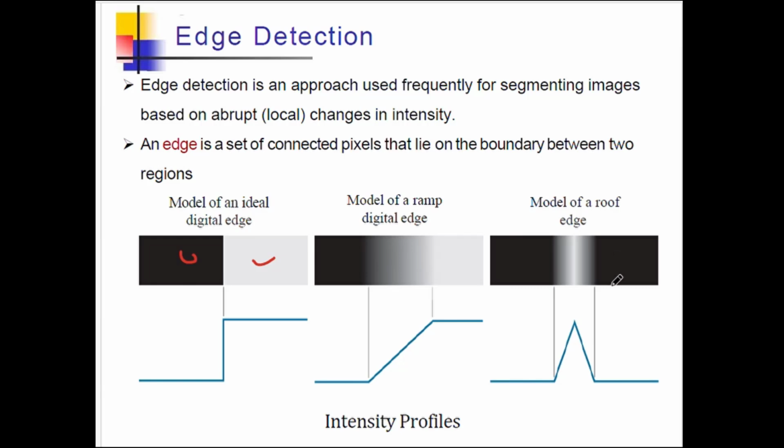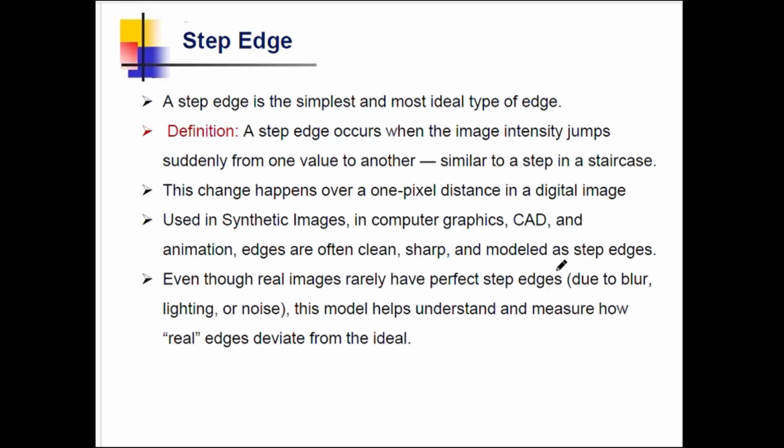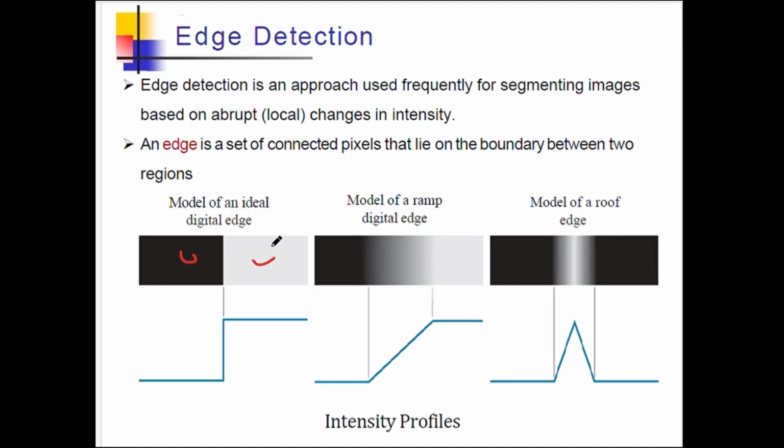The roof edge is like this: suppose on a constant background you keep some pipe, like a water pipe. If you observe its top, the center of the pipe seems to be brighter. And if you move away from this brighter side, the intensity decreases. That type of edge is called a roof edge. So this is a step edge or ideal edge.